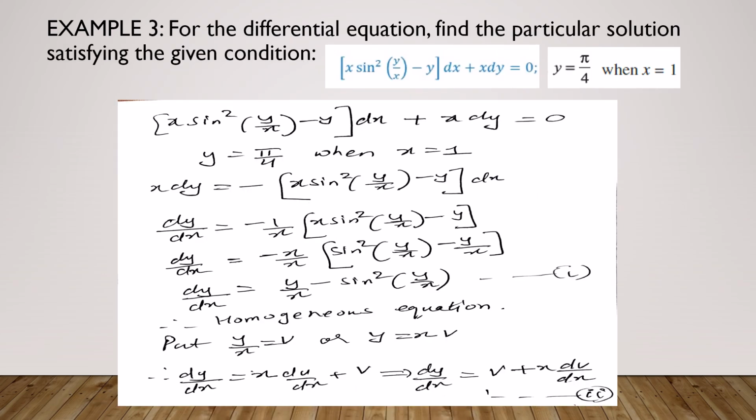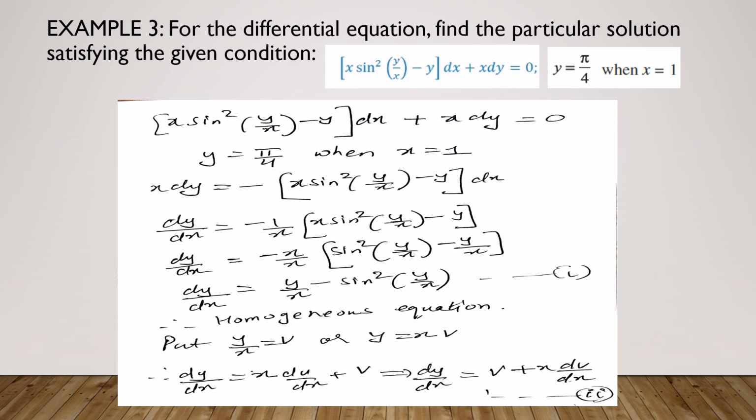Example 3. For the differential equation, find the particular solution satisfying the given condition. Means in this example, you have to find the particular solution. Till now we have found the general solution. In that, find the value of constant c to get the particular solution. The equation is x sine square y by x minus y into dx plus x dy is equal to 0. And the boundary conditions are y is equal to pi by 4 when x is equal to 1.